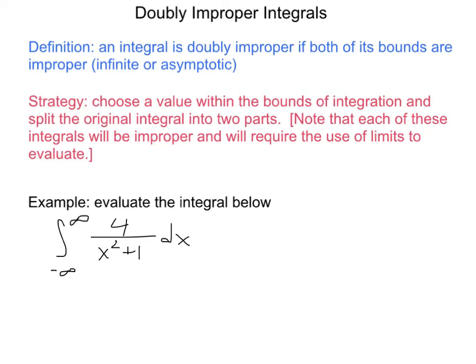And our strategy here is actually going to be pretty simple. We're just going to choose a value that's within the bounds of integration, so something between the two bounds. It does not have to be right in between, just any number between them, and split the original integral into two different parts. Now you should note, each one of those new integrals is going to be improper, and it will require the use of limits to evaluate it.